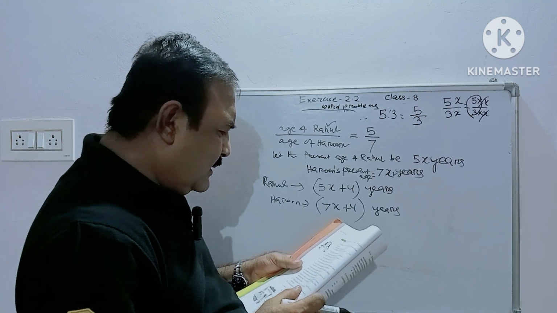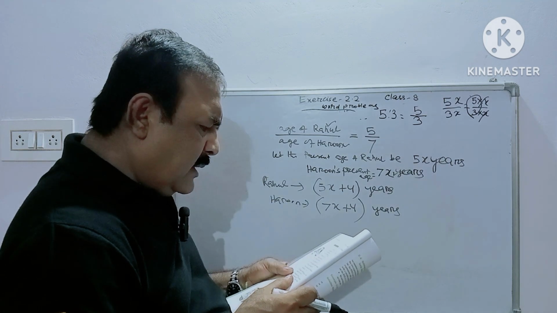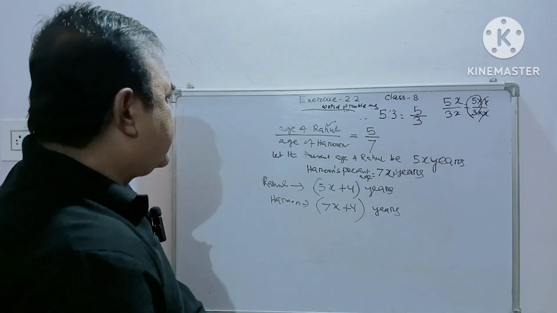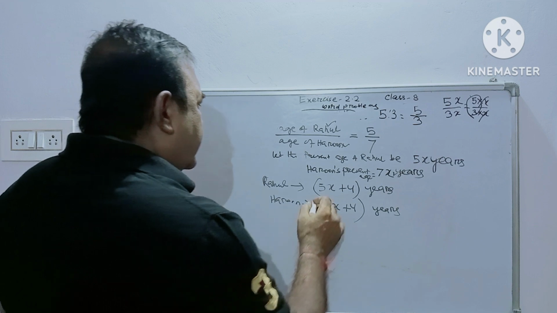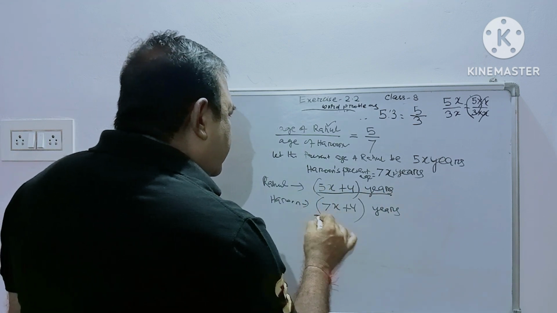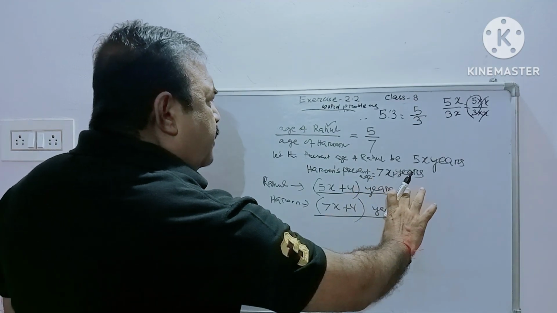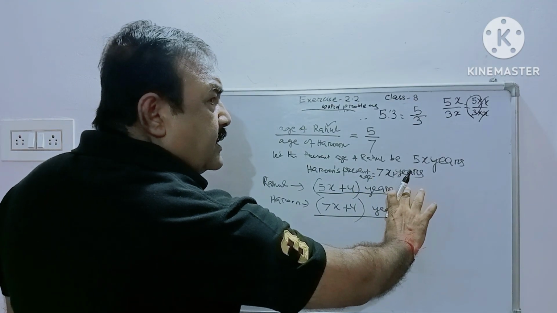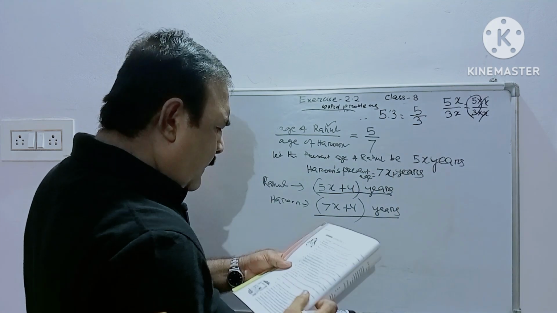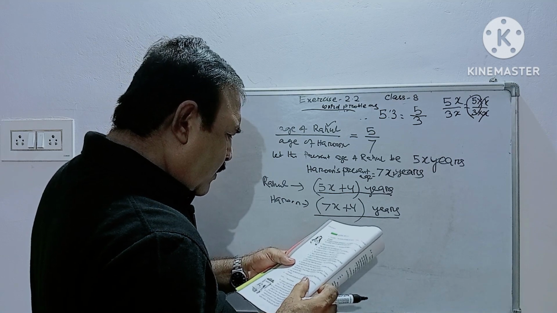And what happens? We will go through the question. 4 years later, the sum of their ages will be 56 years. So, after 4 years, Rahul's age will be 5x plus 4 years. Harun's age will be 7x plus 4 years. So, if you add both their ages after 4 years from their present ages, the sum will be equal to 56 years.